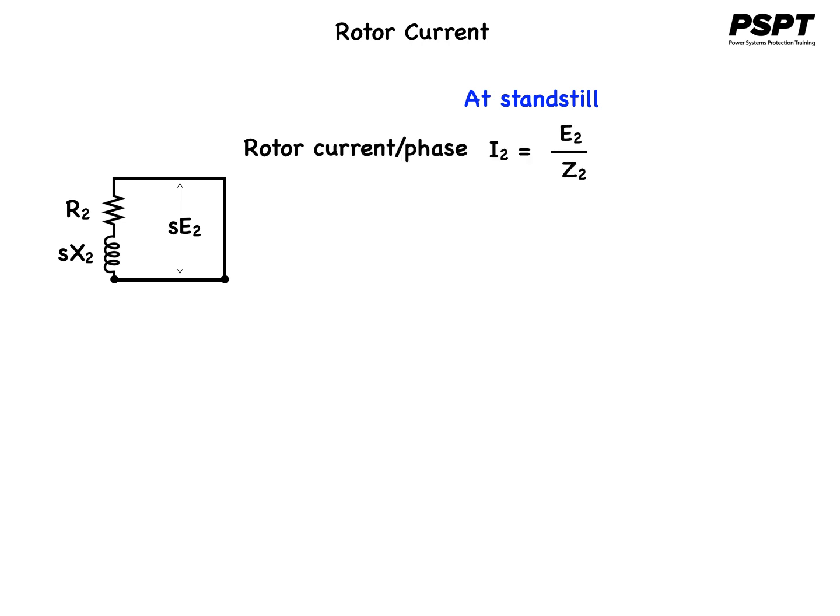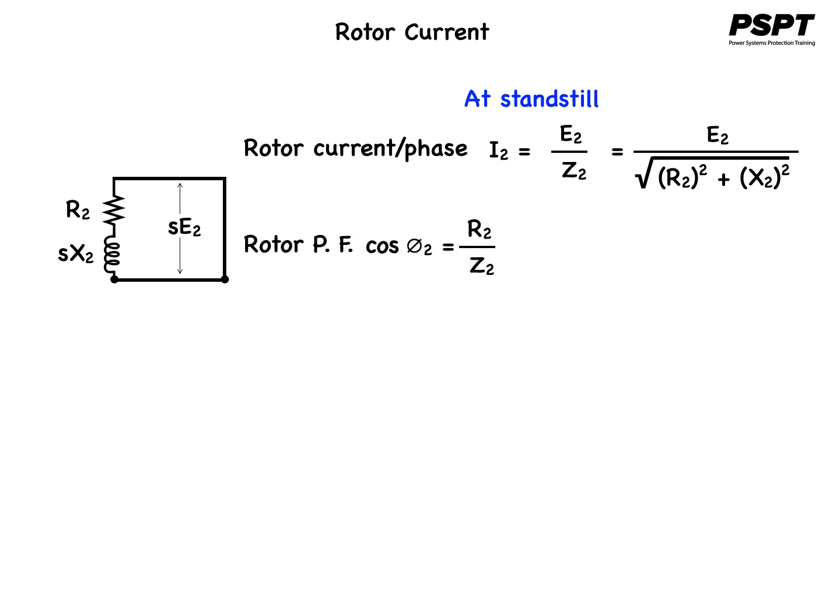At standstill, the rotor current per phase is I2 equals E2 over Z2. And since Z2 is the square root of R2 squared plus X2 squared, then I2 is given by E2 over the square root of R2 squared plus X2 squared. The rotor power factor is cosine phi 2 equals R2 over Z2, and is equal to this equation.